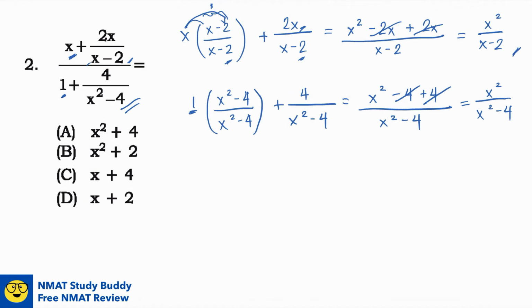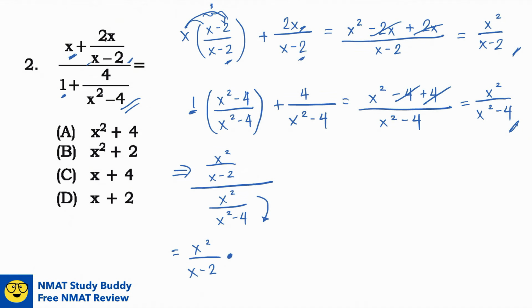Since meron na tayong numerator and denominator, pwede na natin silang ibalik. X squared over x minus 2 all over x squared over x squared minus 4. So, medyo nakakalito tingnan pag ganyan. Pero pwede rin natin itong isulat sa form na x squared over x minus 2 times, since magmumultiply tayo, ire-reciprocal natin to. So, ang mangyayari dito sa denominator natin, magiging siyang x squared minus 4 over x squared. Kinuha natin yung reciprocal since multiplication.